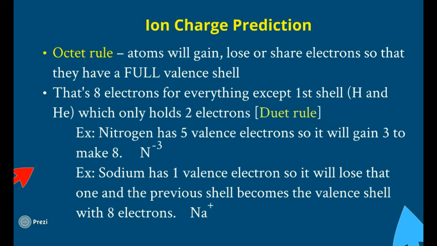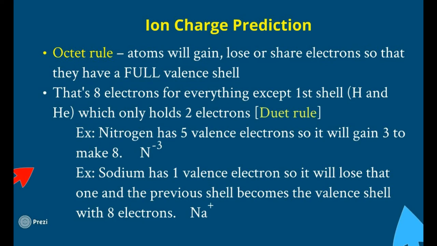Except for the first energy level, they follow the duet rule, which is only just hydrogen and helium. Everybody else, though, is going to go for that full eight. So here's the thing. Depending on if you gained or lost electrons, you're going to form a charge. And that's where we end up getting those little ions that we were talking about.